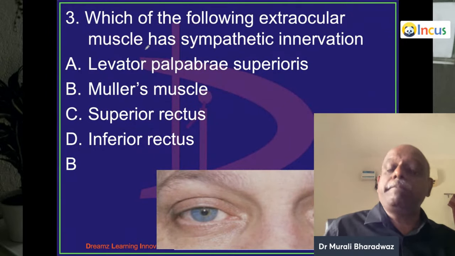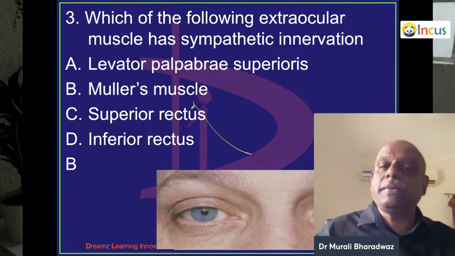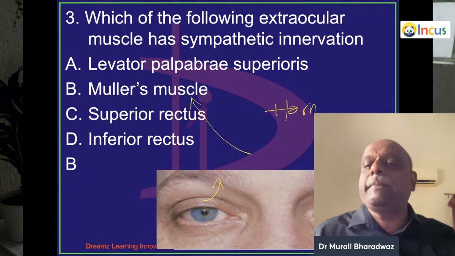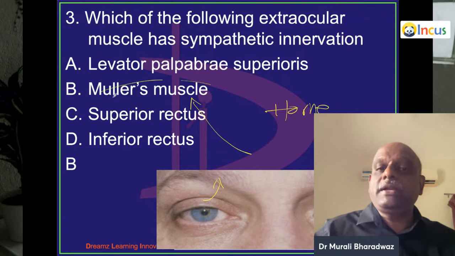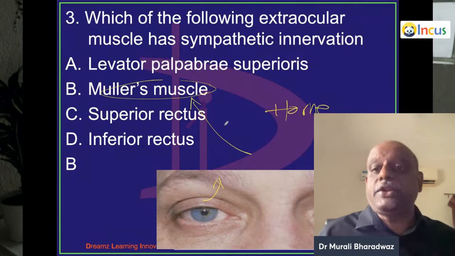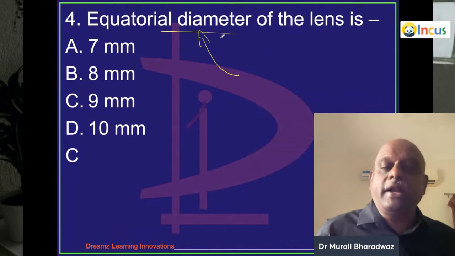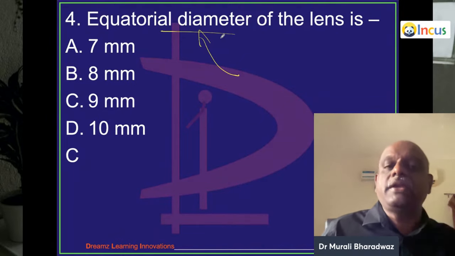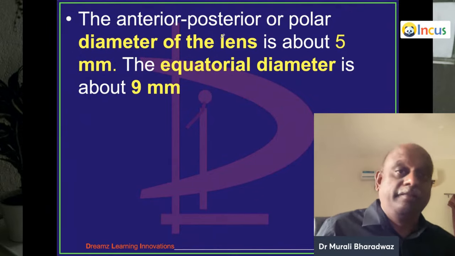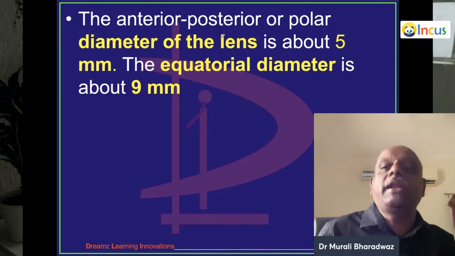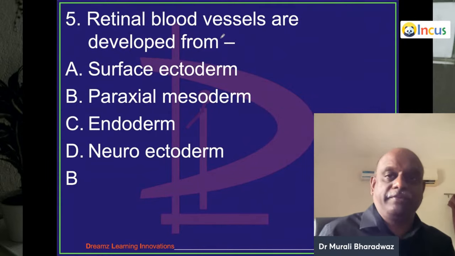Now, sympathetic innervation: Muller's muscle, which elevates the lid, has sympathetic innervation. That's the reason in Horner syndrome, what will happen? The Muller muscle doesn't work because of the sympathoplegia, that's the reason there is a ptosis, is what you need to remember. So what is the equatorial diameter of the lens, doctor? It is 9 millimeters. Anteroposterior or the polar diameter of the lens is about 5 millimeters.